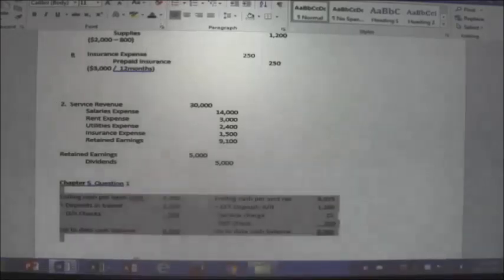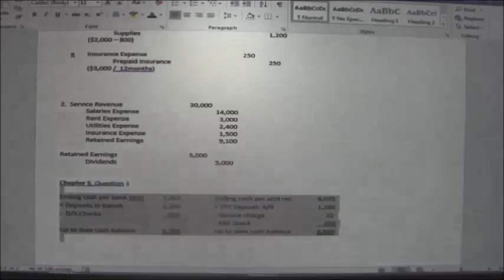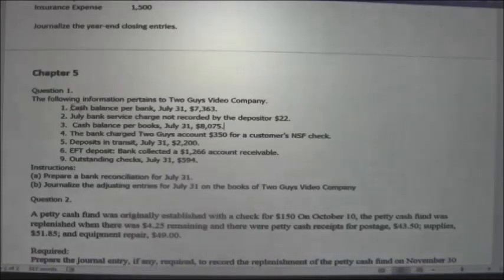Now, the way it's stated on here was very straightforward. Cash balance per bank, and then it said July bank service charge not recorded by the depositor. Does this need to go onto the books or go onto the bank? And will it be positive for that side? This would be a negative for the books, right? Cash balance per books is the cash balance. We just put both of those in there. So this would be the bank balance, right? This would be the book balance.